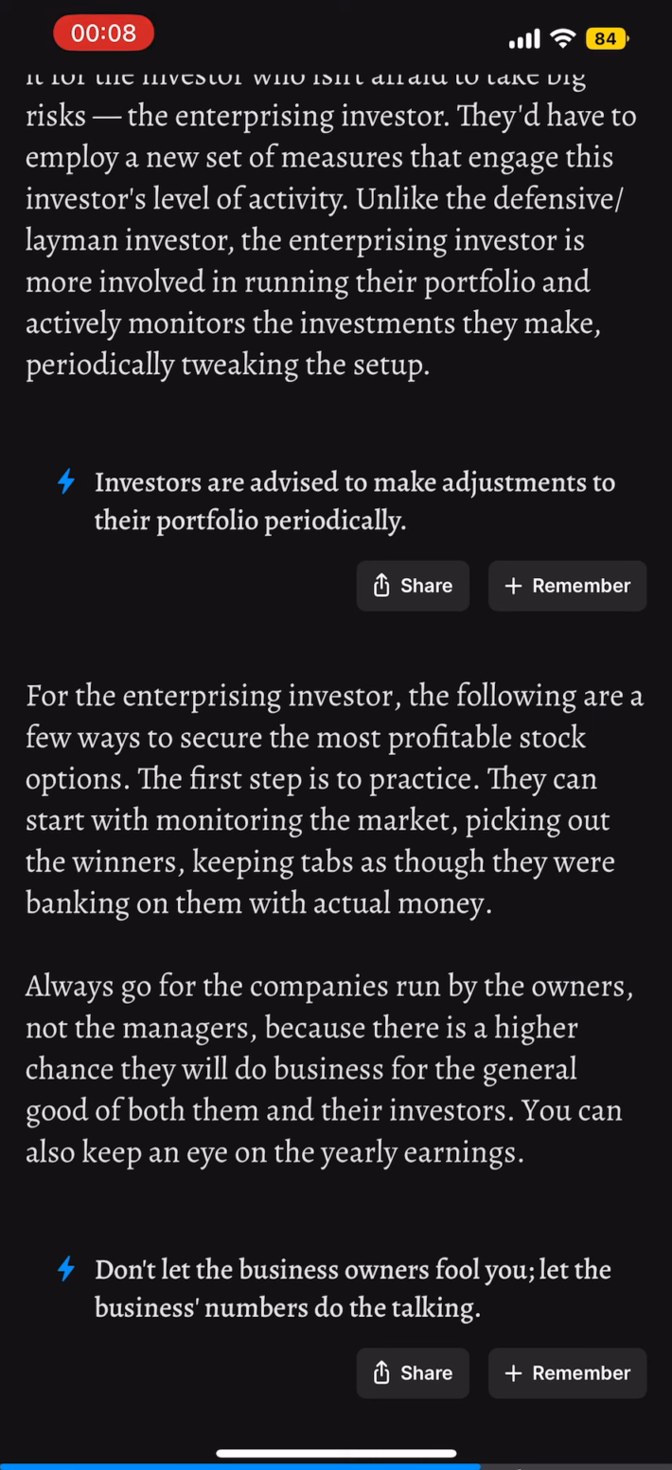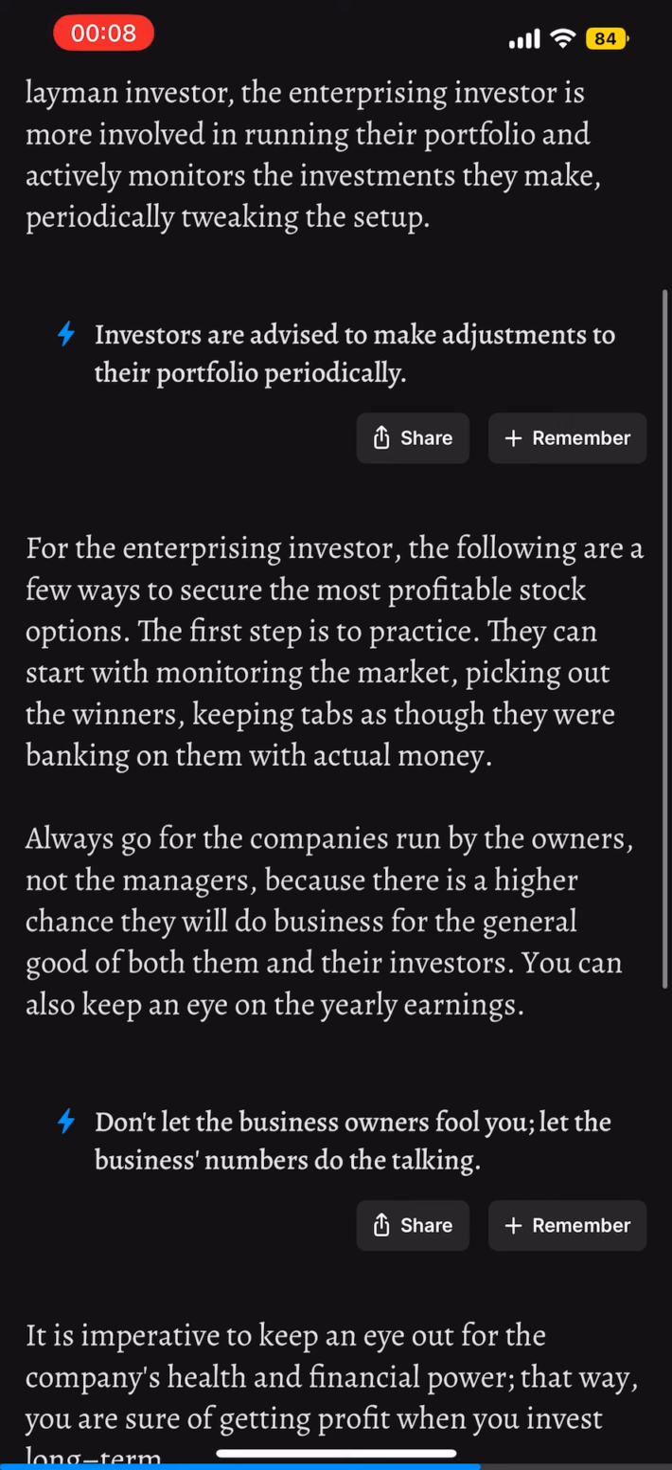The first step is to practice. They can start with monitoring the market, picking out the winners, keeping tabs as though they were banking on them with actual money. Always go for the companies run by the owners, not the managers, because there is a higher chance they will do business for the general good of both them and their investors.